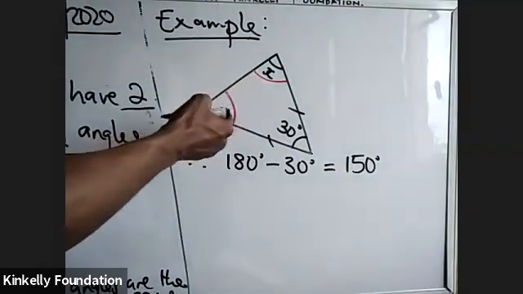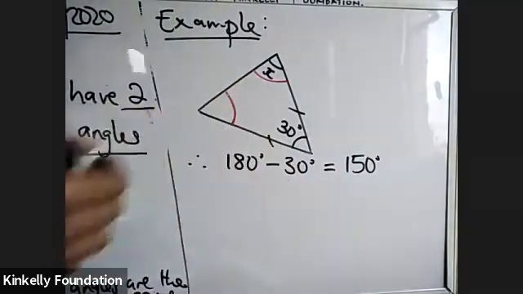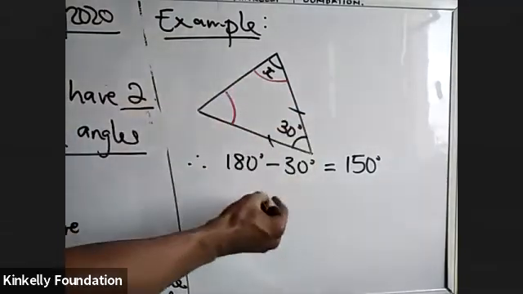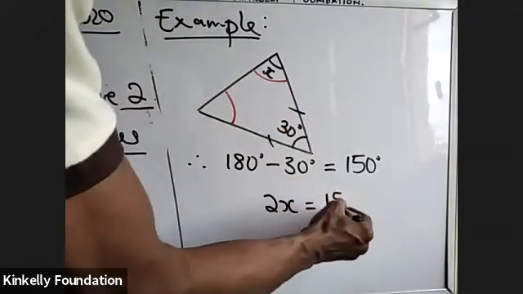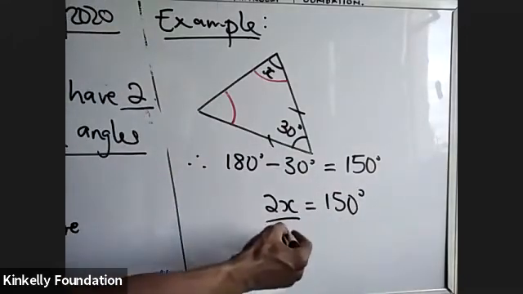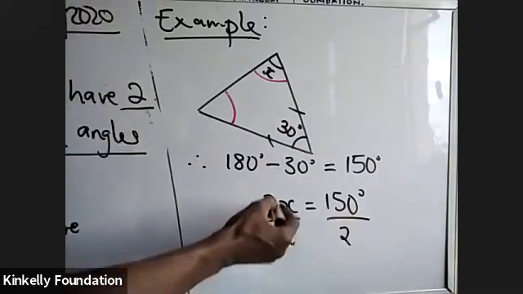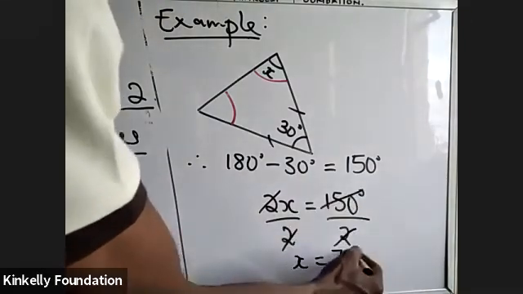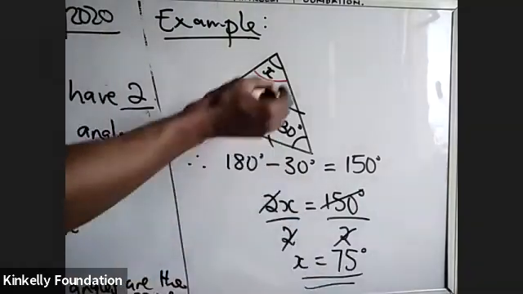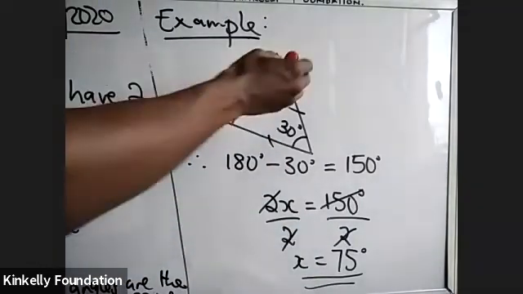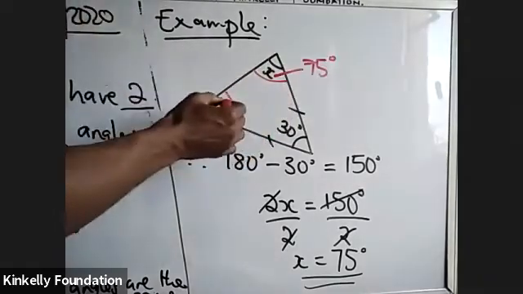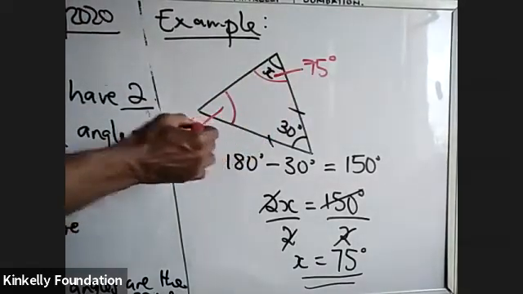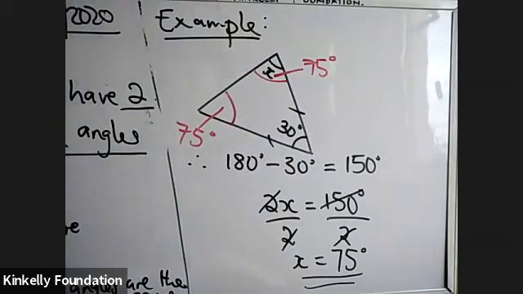Now 150 degrees is for these two. Then you are going to divide. You say 2x is equal to 150 degrees. Divide both sides by 2. This goes to this one. x will now be equal to 75 degrees. So this angle here is 75 degrees. This angle here is 75 degrees. That is how you solve questions pertaining to right angled triangles.